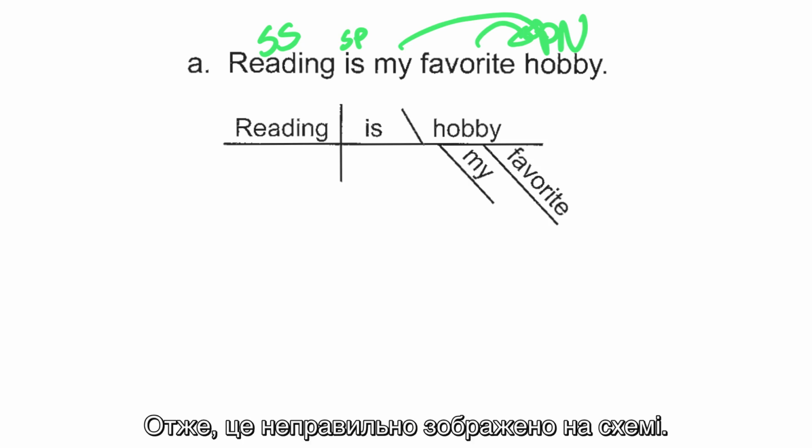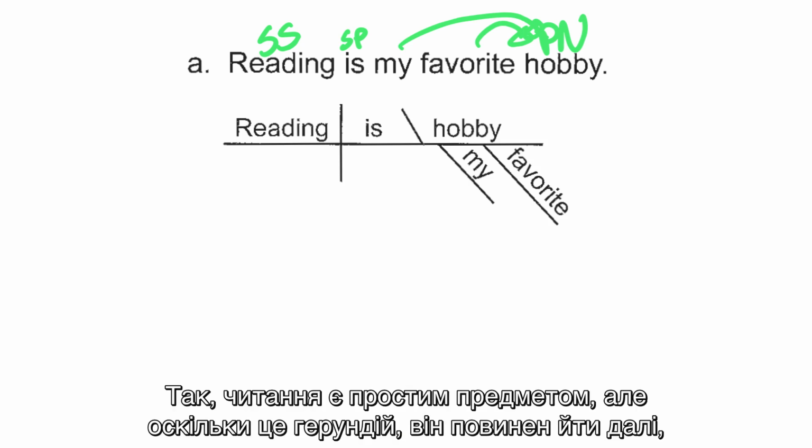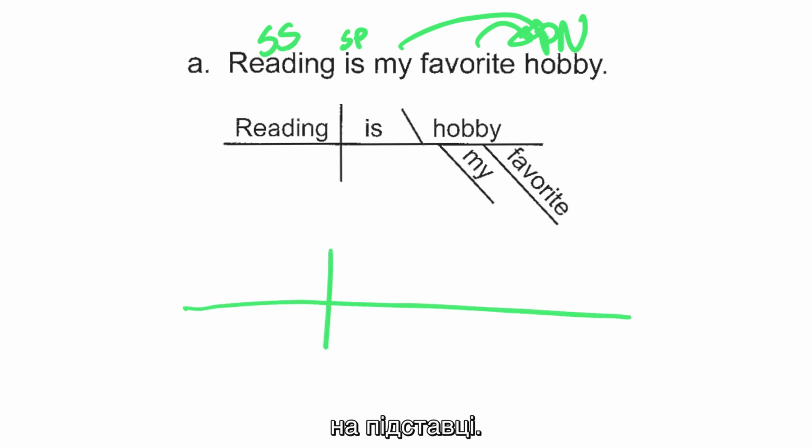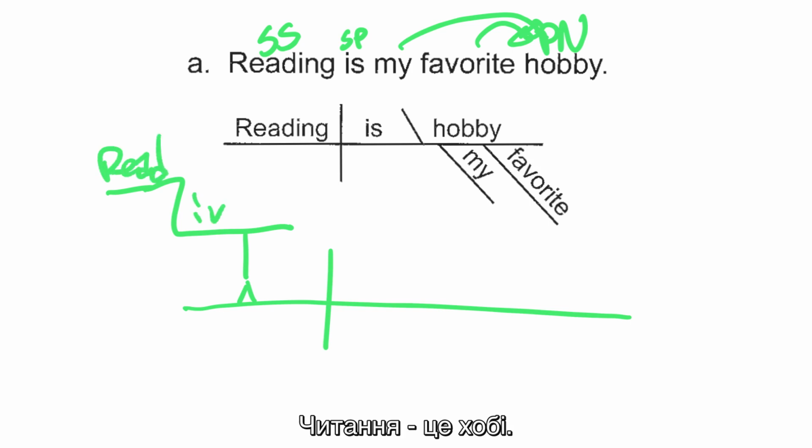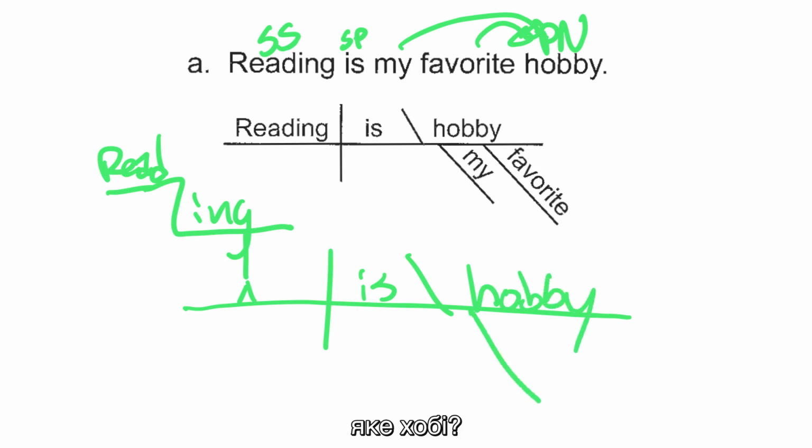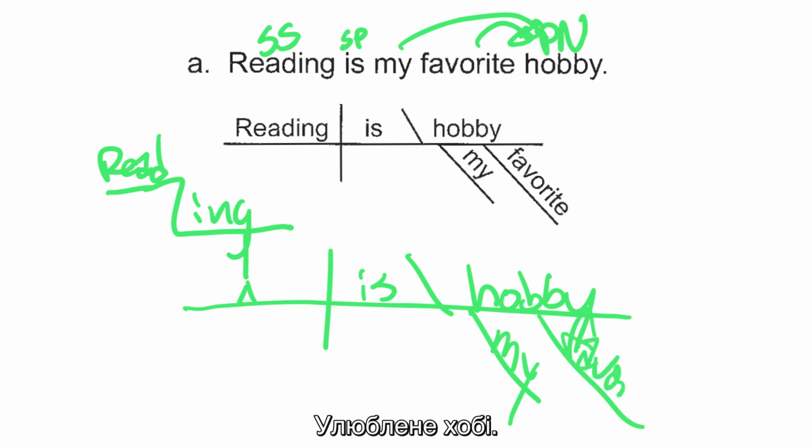So this is diagrammed incorrectly. Yes, reading is the simple subject, but because it's a gerund, it needs to go on a step, on a stand. So here's the stand. Here is the step. Reading is hobby. What hobby? My hobby. What hobby? Favorite hobby.